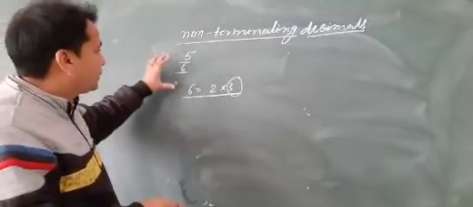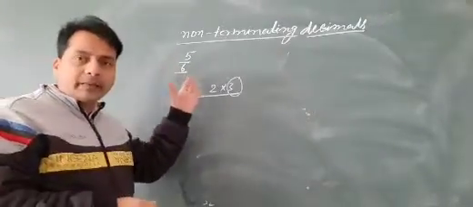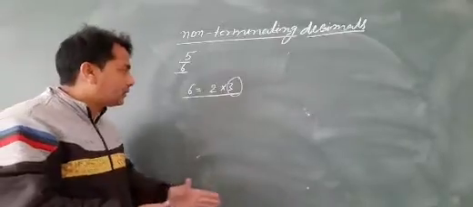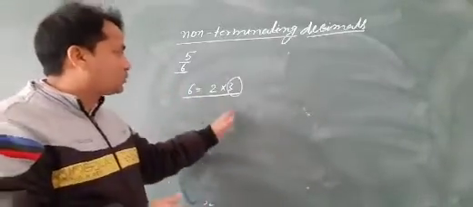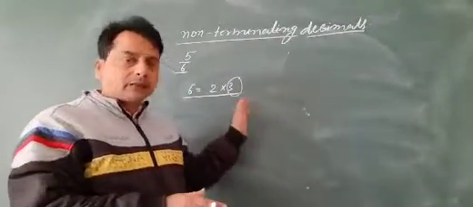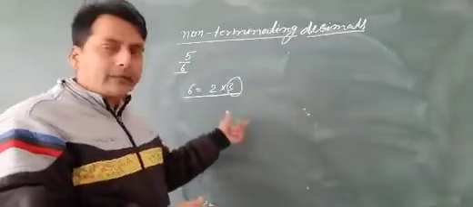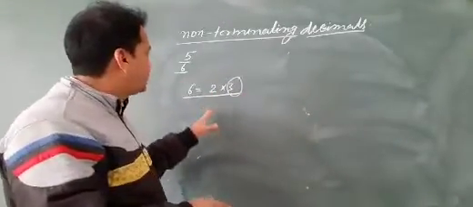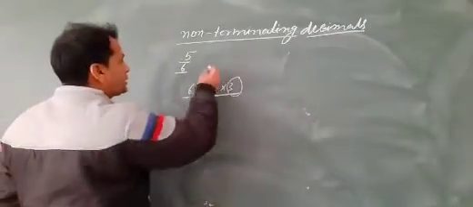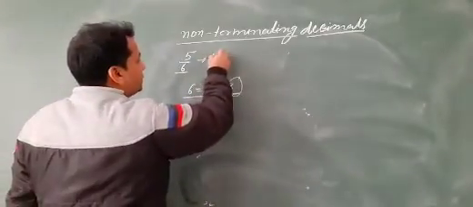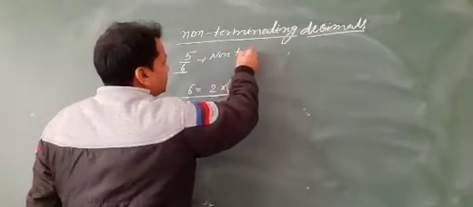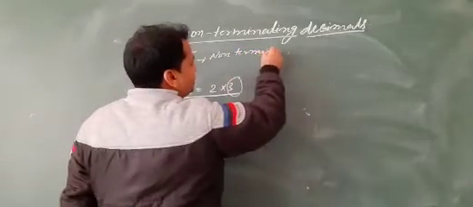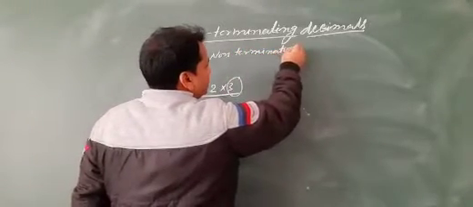But in this rational number, the denominator is 6 and the prime factors of 6 are 2 into 3. Then 3 is a number other than 2 or 5, so it is called a non-terminating decimal. So 5 by 6 is a non-terminating decimal.